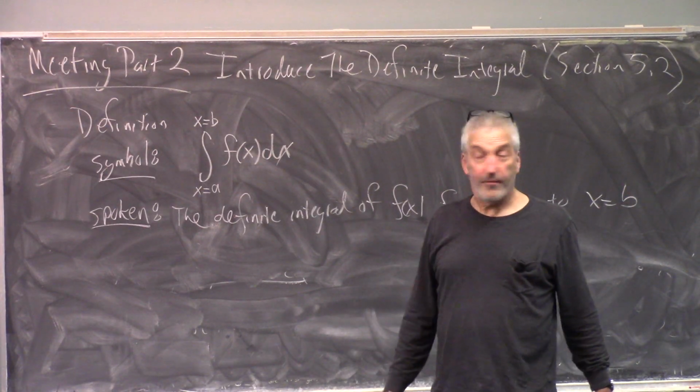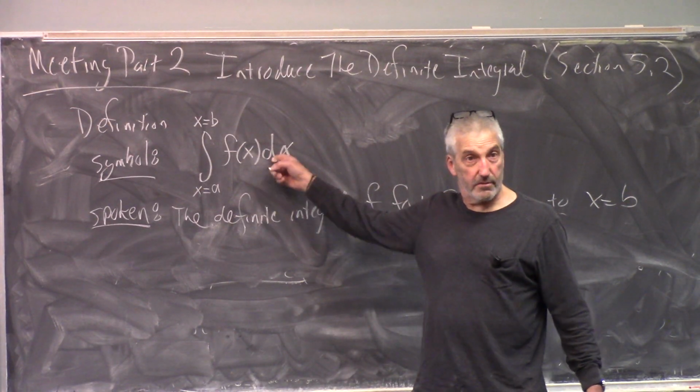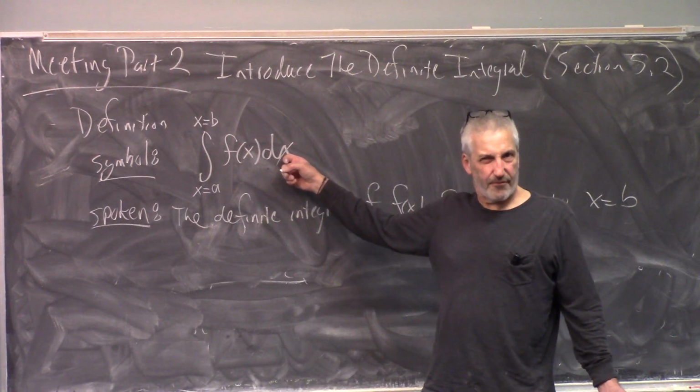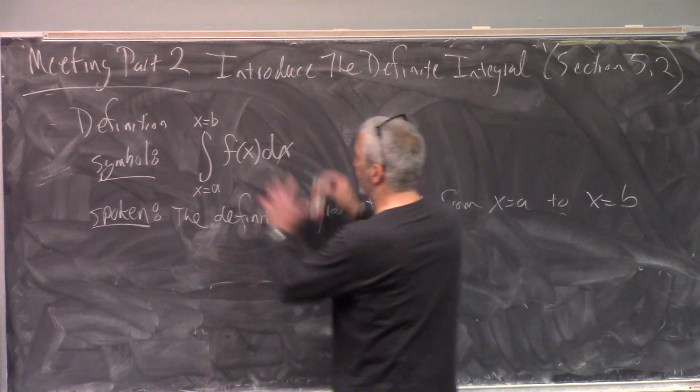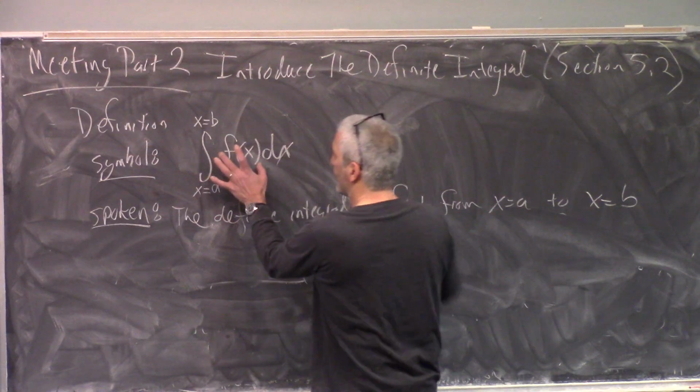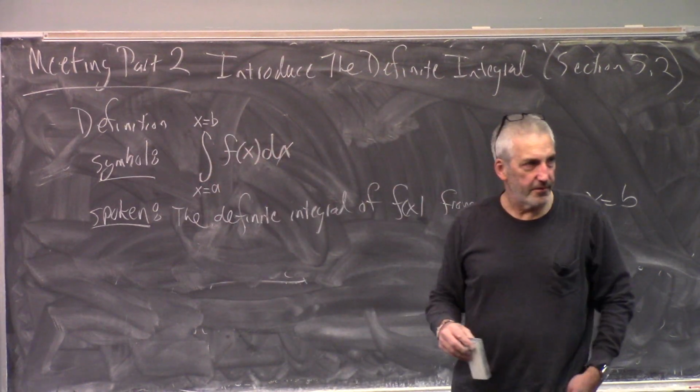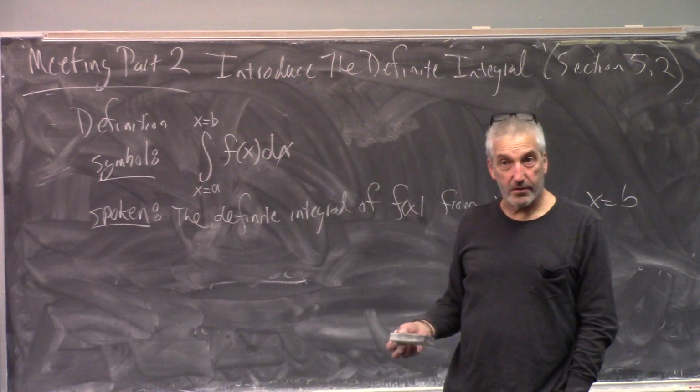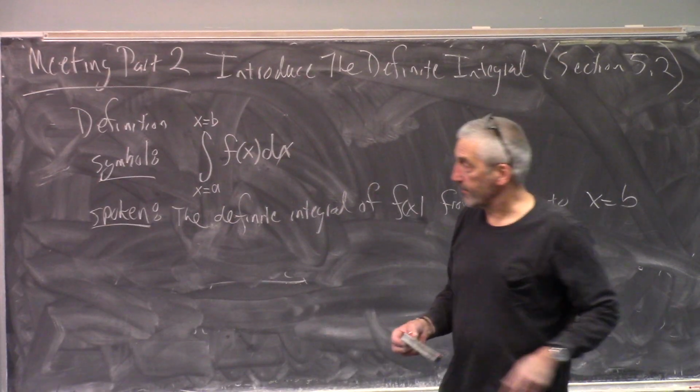Notice I don't say the definite integral of f of x dx. You don't speak the dx. The dx is kind of the frame. Like this stuff on the outside is the frame. This thing on the inside, the chewy center, is what's called the integrand. You say you're taking the definite integral of f of x.